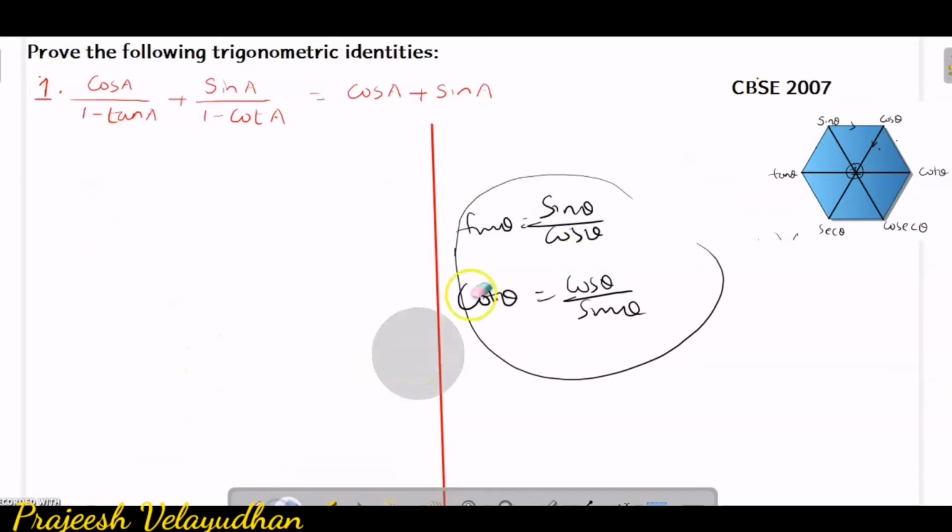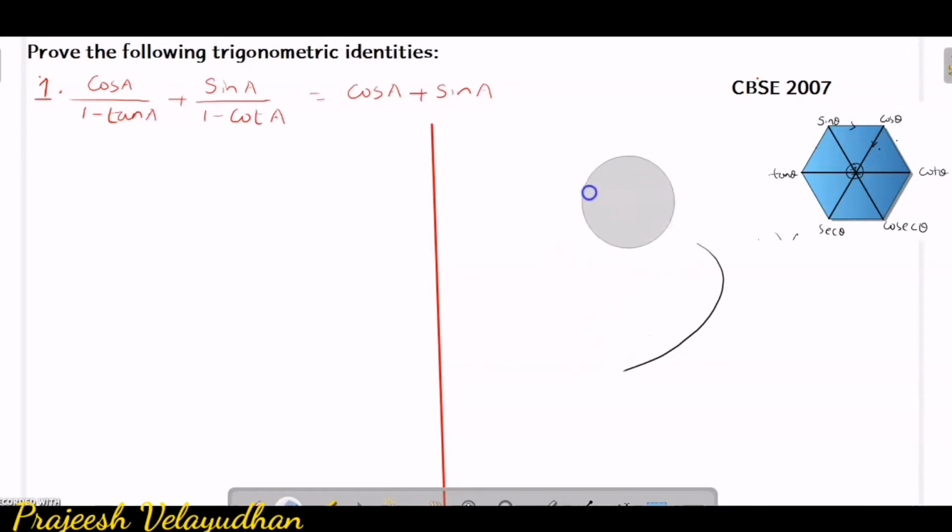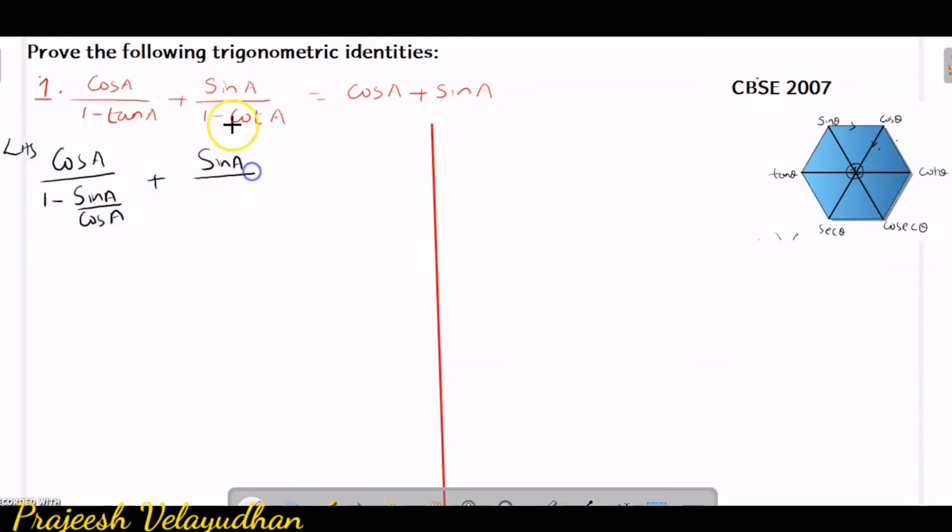Let me erase this. Okay, so look at here. We can take our LHS side. This is very easy. So I'm taking my LHS: cos A upon 1 minus tan A, we can rewrite as sin A by cos A, plus sin A upon 1 minus cos A upon sin A. This cot A I have written as cos A upon sin A.